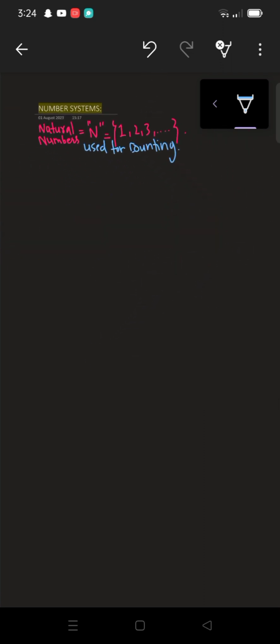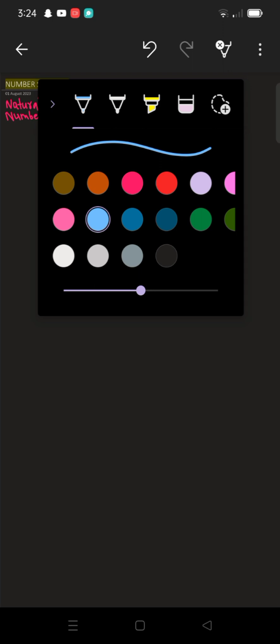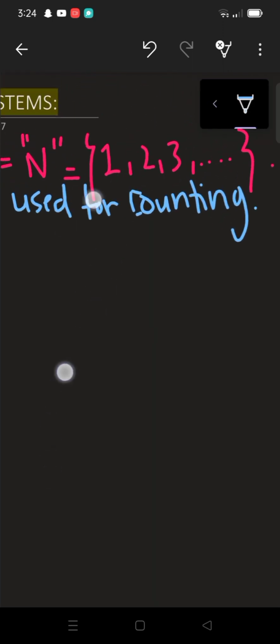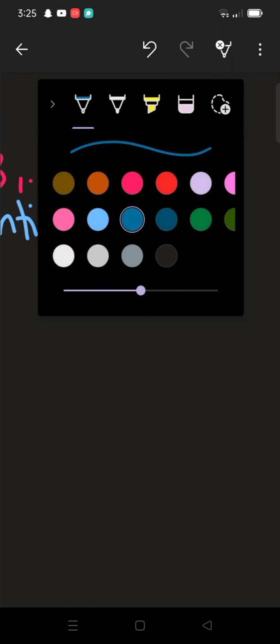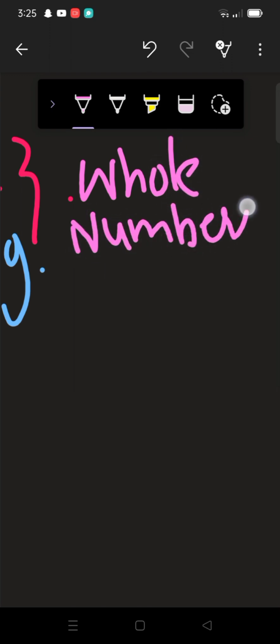Alright, now the second set of number we have is whole number. Set of whole numbers, which is basically denoted by capital W. And this set starts with 0: 0, 1, 2, 3, and so on.